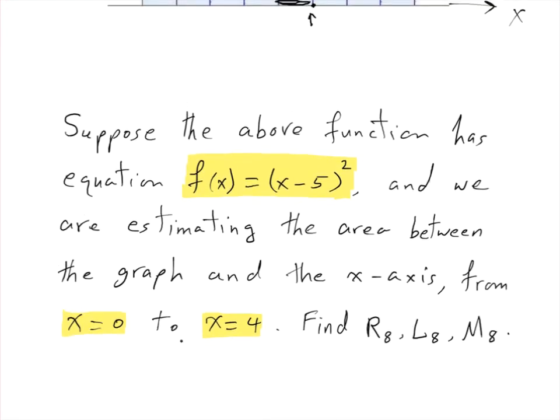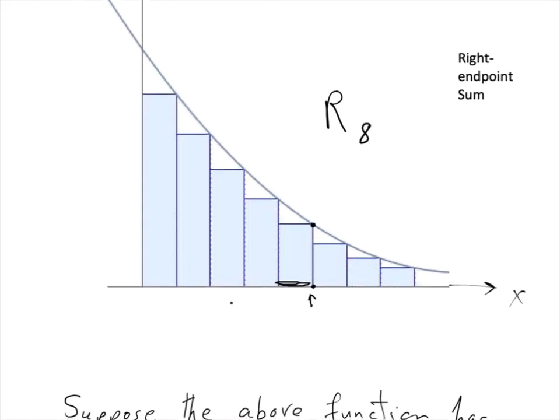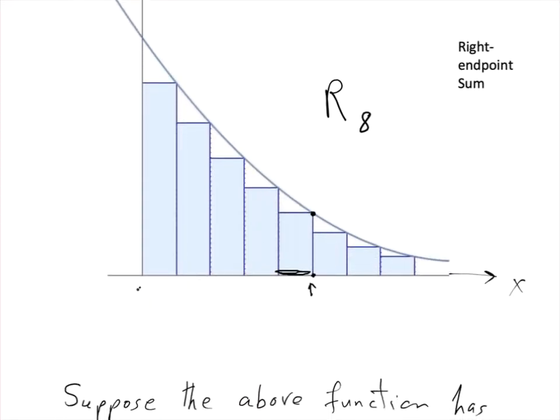So for each of those pictures, we're going from 0 to 4. So let's do R8 first, from 0 to 4. Because there are 8, that means this is a half, this is 1, 1.5, 2, 2.5, 3, 3.5, and 4. So those are the places where we evaluate the function.